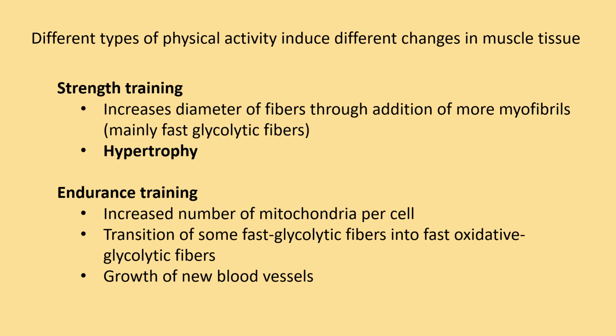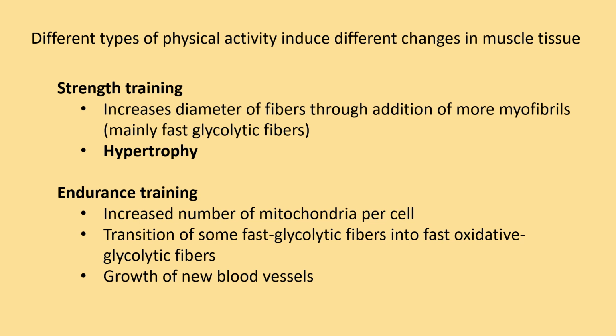Let's use these two types of physical activity to help us understand different muscle fiber types and the effects of training. So strength training versus endurance training. Think of strength training as weightlifting, and think of endurance training as running. They're two very different physical activities that can bring about different changes in muscle tissue.